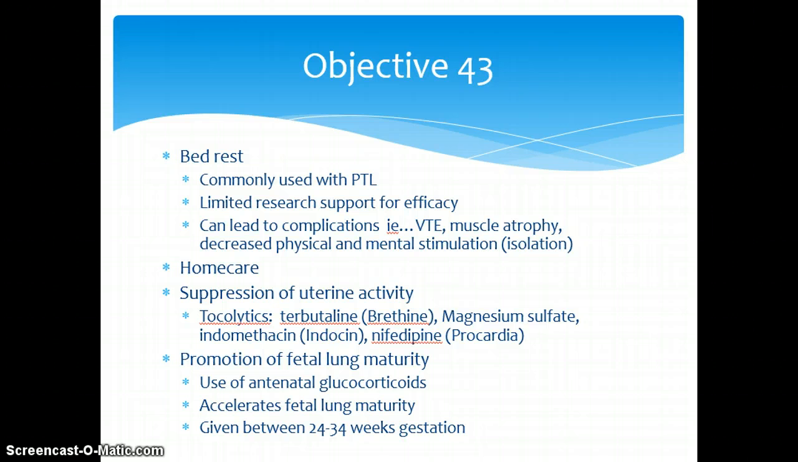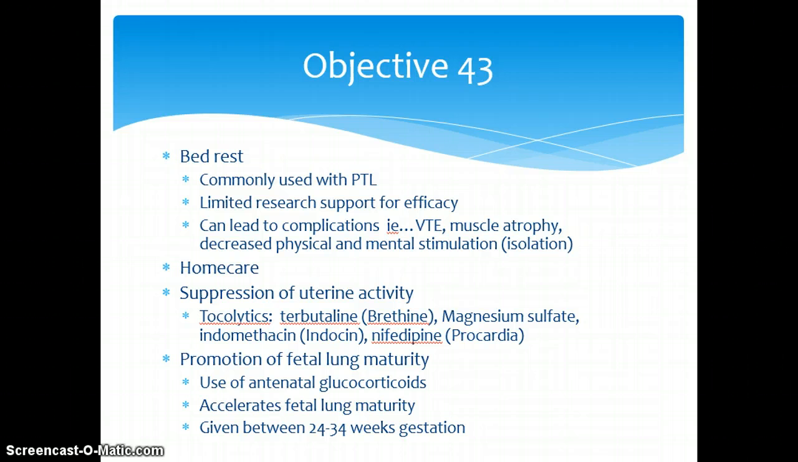Also, there's a promotion of fetal lung maturity if the baby is probably going to be delivered before 36 weeks, and that's the use of antenatal glucocorticoids such as betamethasone. And that is on a medication guide in chapter 19 on page 496. Betamethasone or dexamethasone can be used to accelerate fetal lung maturity. This is the one that actually accelerates fetal lung maturity, and it can be given between 24 and 34 weeks gestation to speed up the surfactant production.